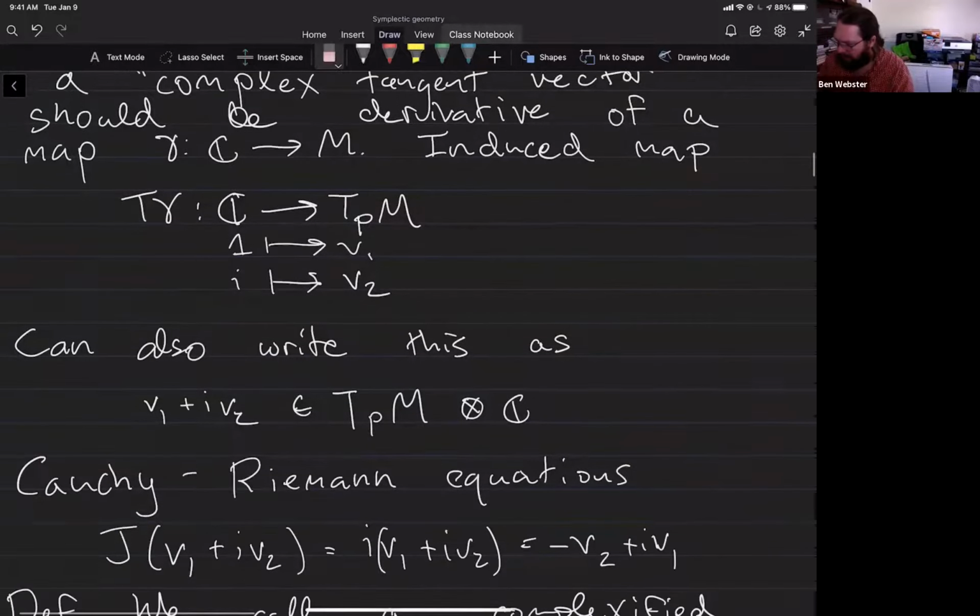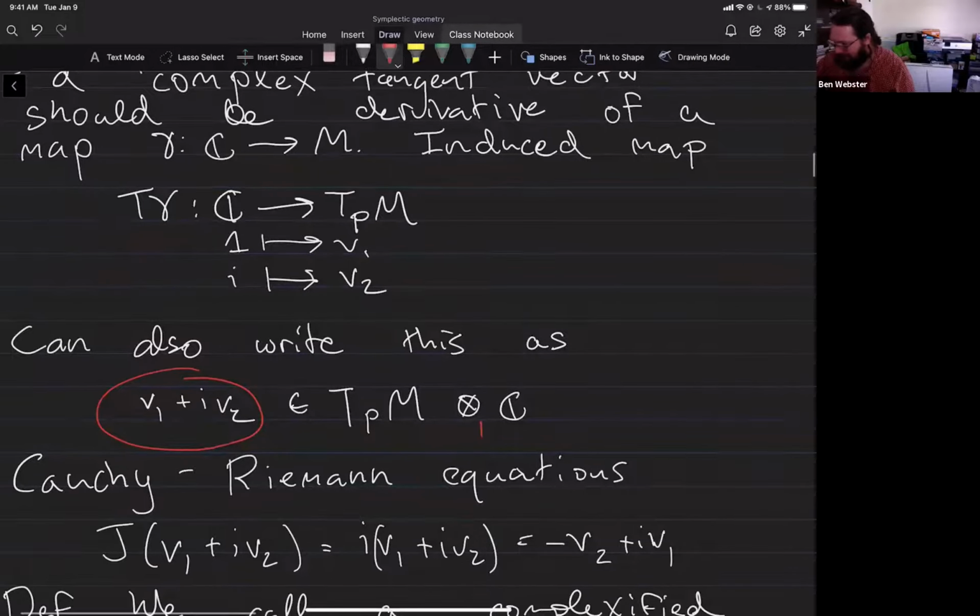And usually we end up writing this, which is a little awkward if you really take doing linear algebra in a coordinate-free way seriously. We write this as the tangent vector along the real direction plus i times the tangent vector along the imaginary direction. So what sort of thing is this? It's an element of the complexified tangent space. This tangent space is a real vector space, and we tensor with C.